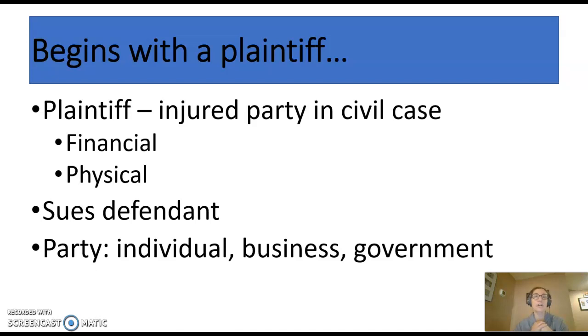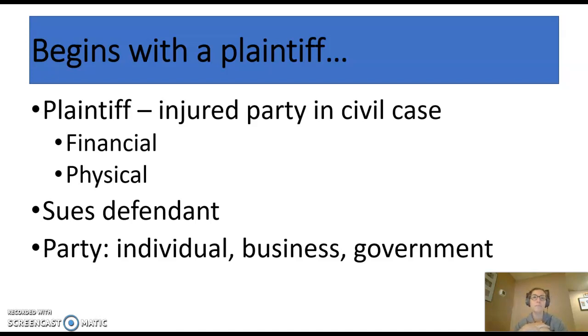Now, the injury could be a physical injury, even in a civil case, like my slip and fall at the grocery store. Maybe I break my ankle and I have medical bills. Maybe I have medicines I need to take and doctors I owe money to. What if I missed time from work, right? So my injuries could be both physical injuries and they could be financial injuries. And then the plaintiff sues the defendant.